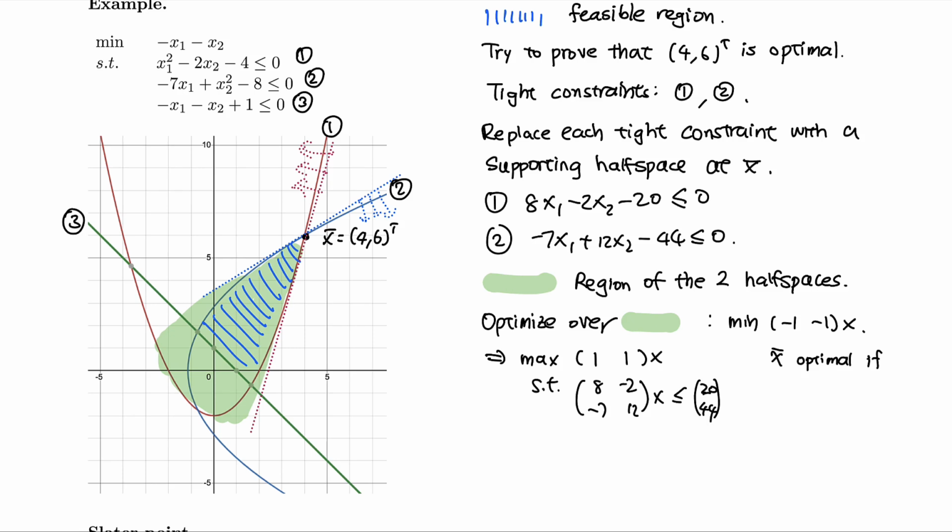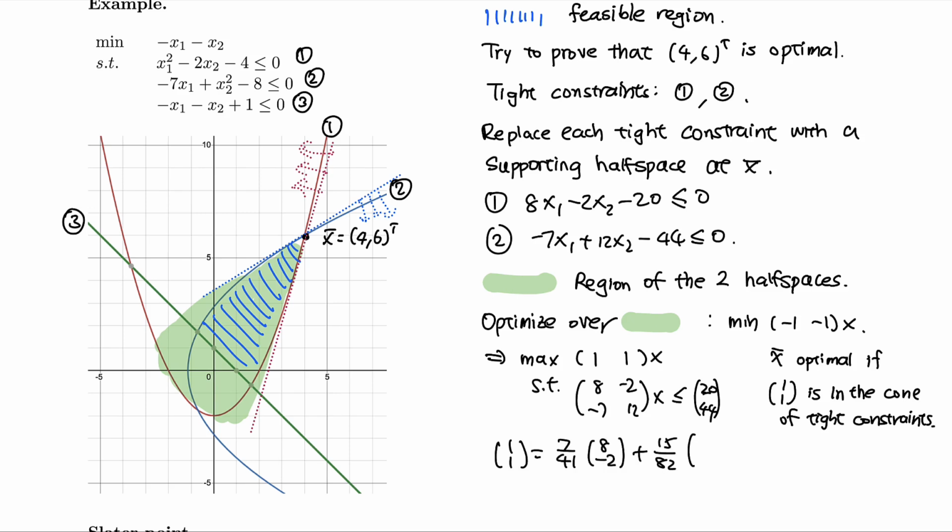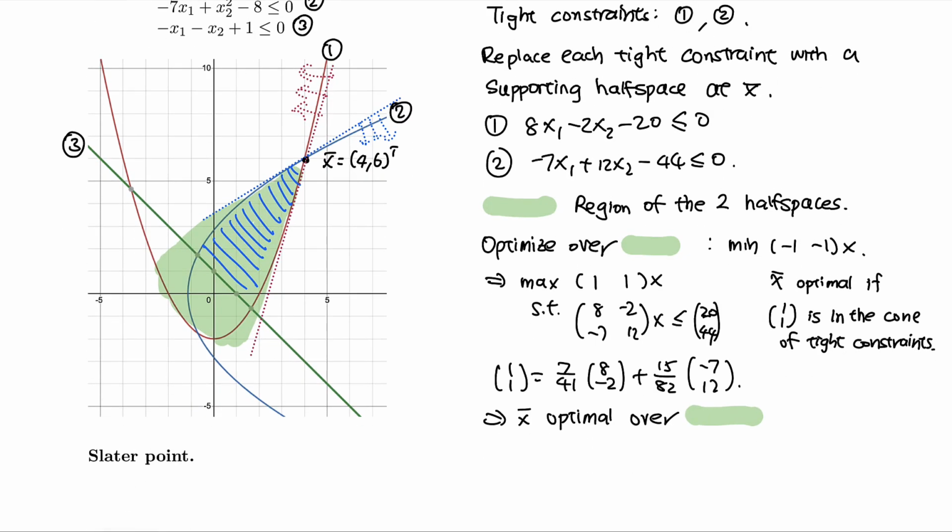And this is the punchline we've been setting up for the entire video, and that is, it is optimal if the vector in the objective, (1, 1), is in the cone of tight constraints. We see that both constraints are tight for our point x bar, and there is indeed a positive combination of these 2 vectors to get (1, 1). So that implies that x bar is optimal over the shaded region. So it has the minimum value among all the points in the shaded region. But the shaded region contains the feasible region of the NLP, so x bar is also optimal for the feasible region of the NLP.